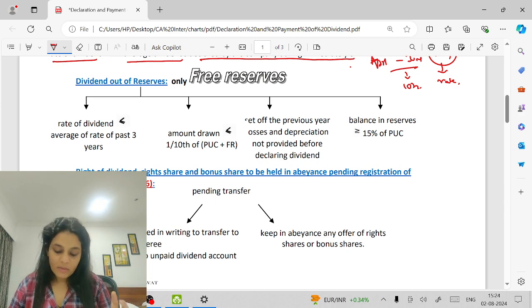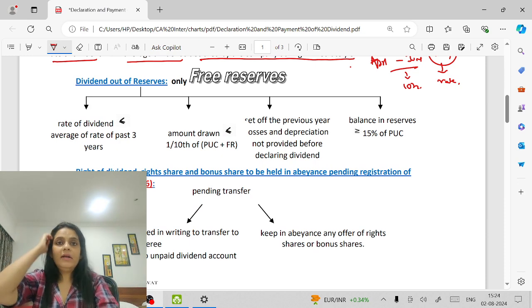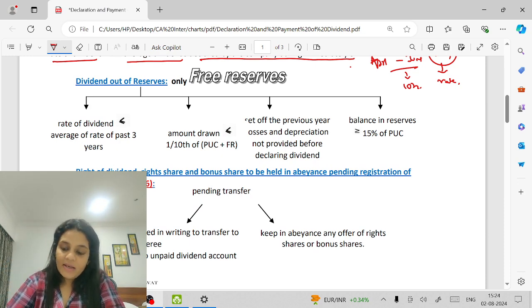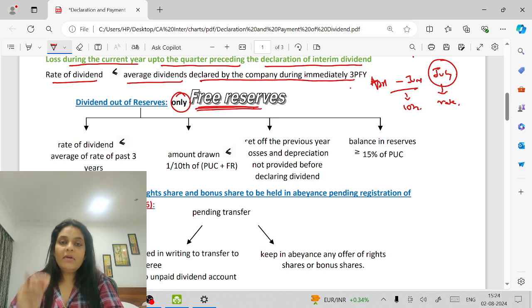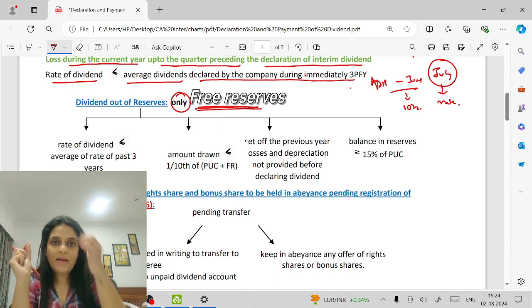Yes. Now, dividend out of reserves. Can a company declare dividend out of reserves? Yes, but very specifically only free reserves. Very specifically only free reserves. Company can only use its free reserves. So it cannot use any reserves other than free reserves.